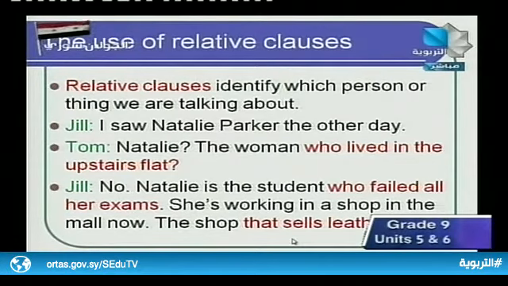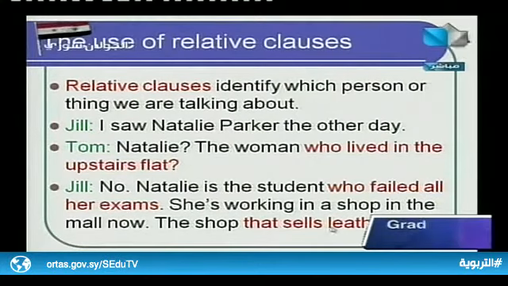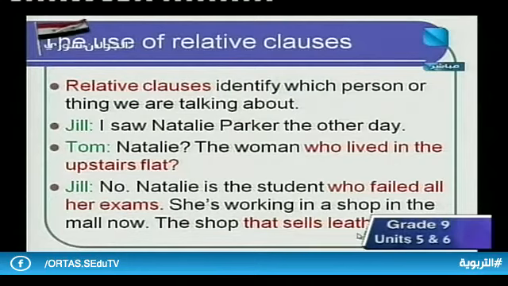Good. Here we talk about Natalie, a person. In this case, we use who. The relative clauses here are all written in red in these examples to focus on them. The first relative clause is who lived in the upstairs flat. The second one, who failed all her exams. And the last one, we talk about a thing, so here we put that, that sells leather goods. And of course we can use which at the same time with things.